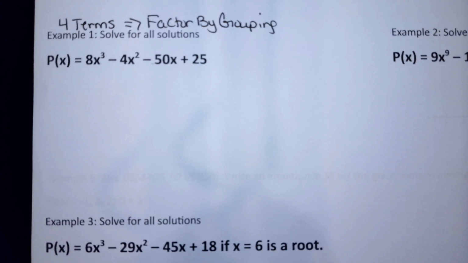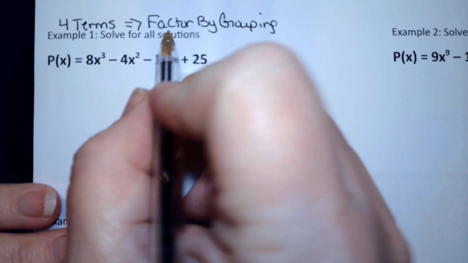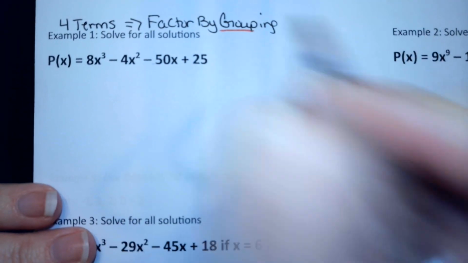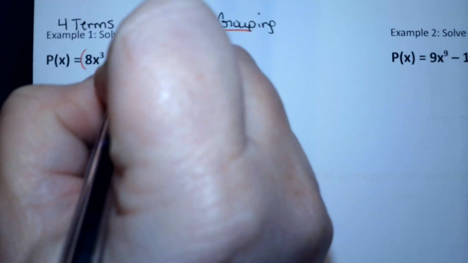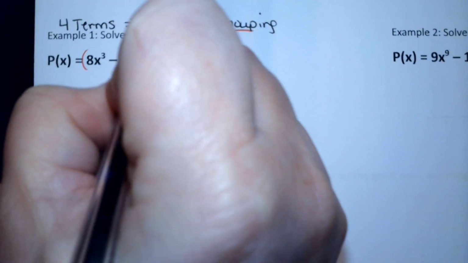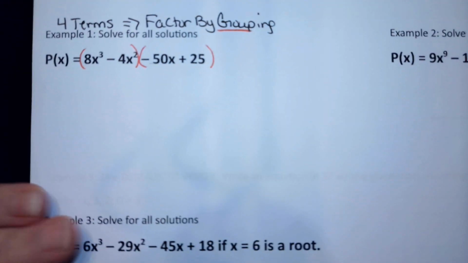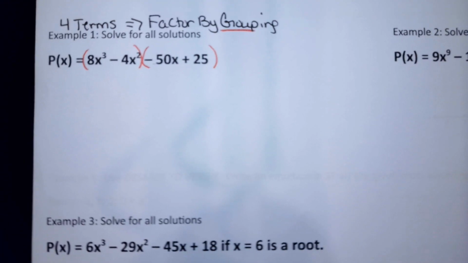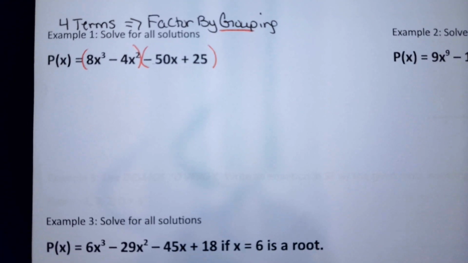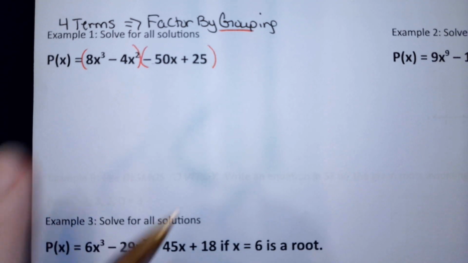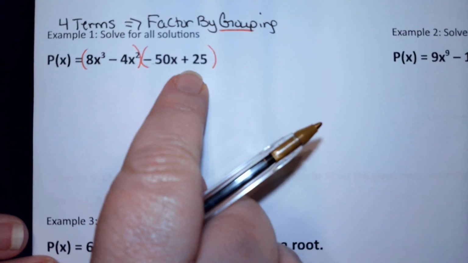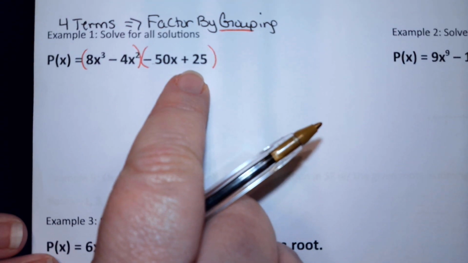Okay, so to factor by grouping. Now, it's called factor by grouping, so we're going to group things together. What you're going to do is group the first 2 terms together, and group the last 2 terms together. All right, then from each group, we're going to pull out the GCF, the greatest common factor.